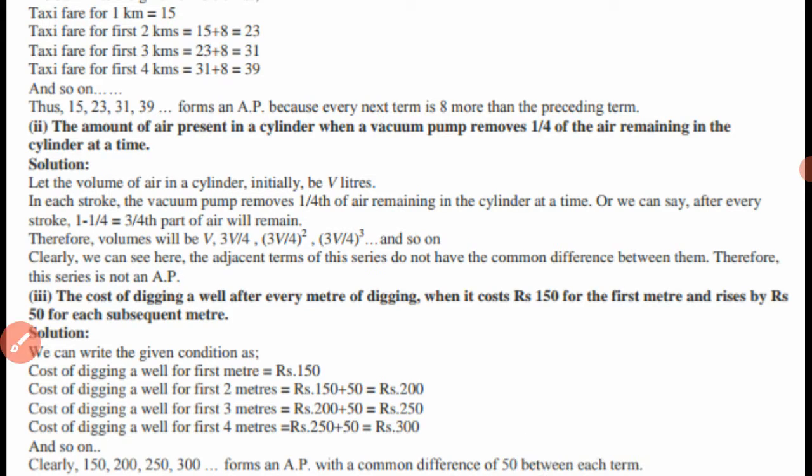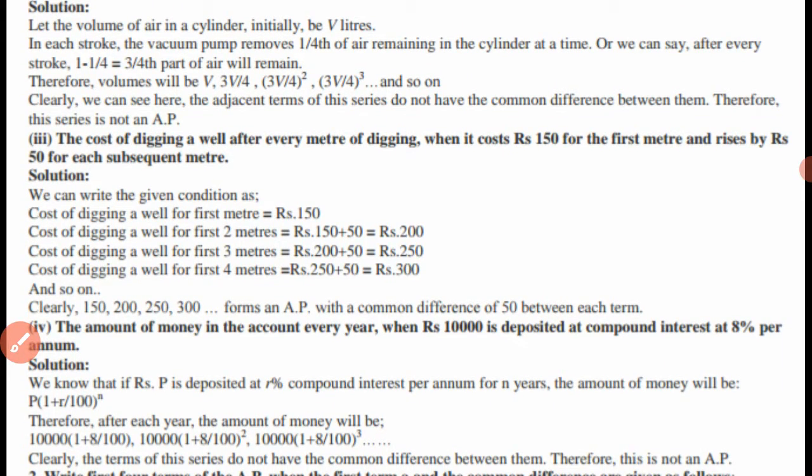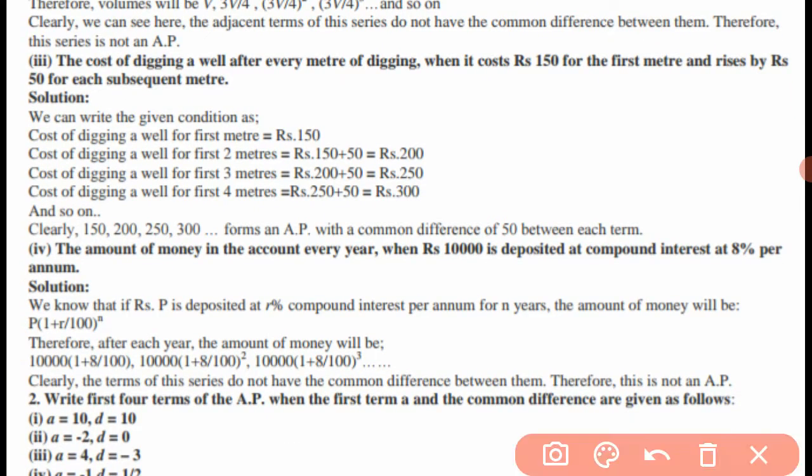Now similarly in the third part, the cost of digging a well after every meter of digging, when it costs rupees 150 for the first meter and rises by rupees 50. So here also an AP will form. In the first case it is 150, then 50 is added, so 200, 250, 300. From here we can say that equal differences follow, so it is also an AP.